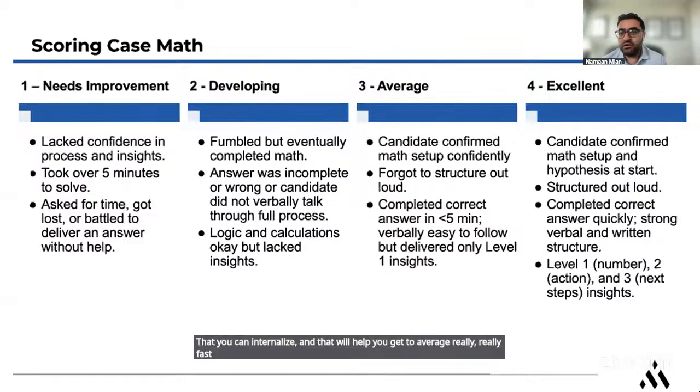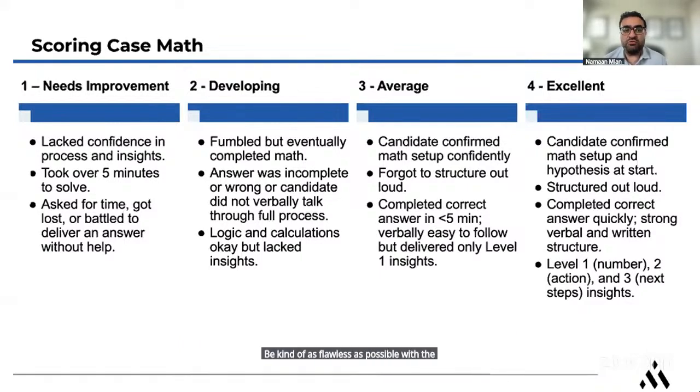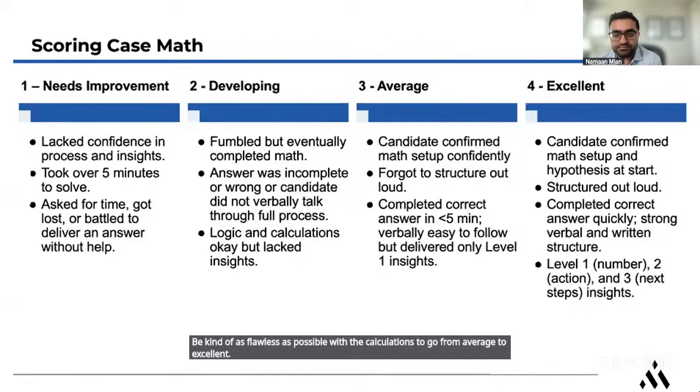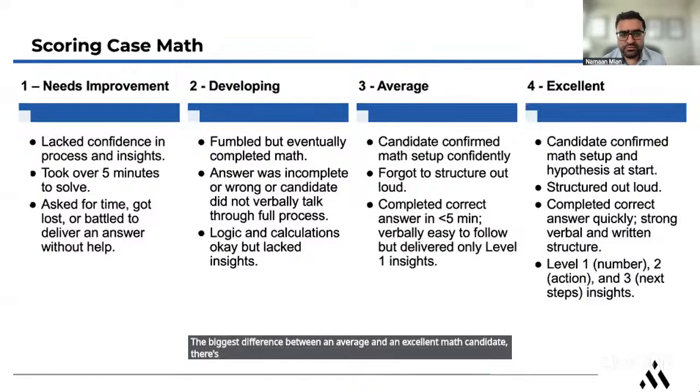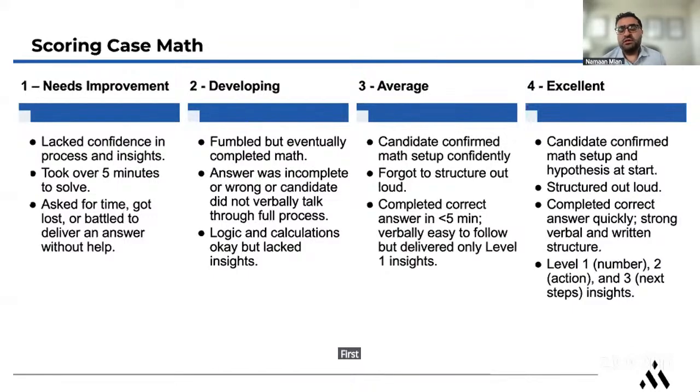And from there, you can work with a coach, a peer, or a partner to get from average to excellent, and really layer in specific insights and be as flawless as possible with the calculations. The biggest difference between an average and an excellent math candidate, there's really two. First, you lead with a hypothesis. Here's what you expect to find, and you include that as a part of your out loud structure. Second, you end with the three levels of insight.